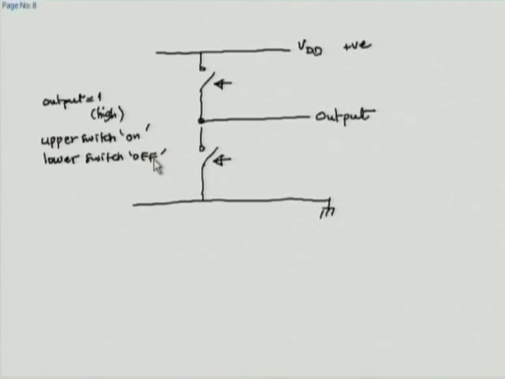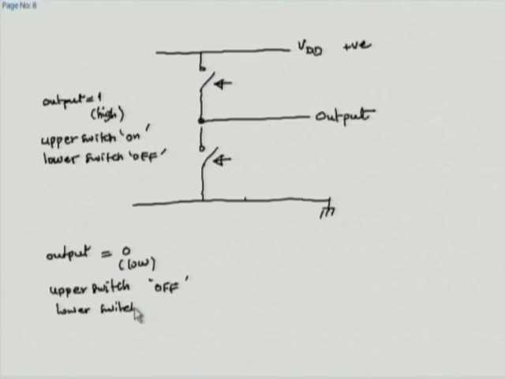If we want the output to be 0 or low, then obviously the lower switch should be on, because we want to connect the output to ground, and again by the same argument the upper switch should be off, because if that is on, then there will be a short all the way from VDD down to ground. So, therefore, for output equal to 0 or low, the upper switch must be off and the lower switch must be on.